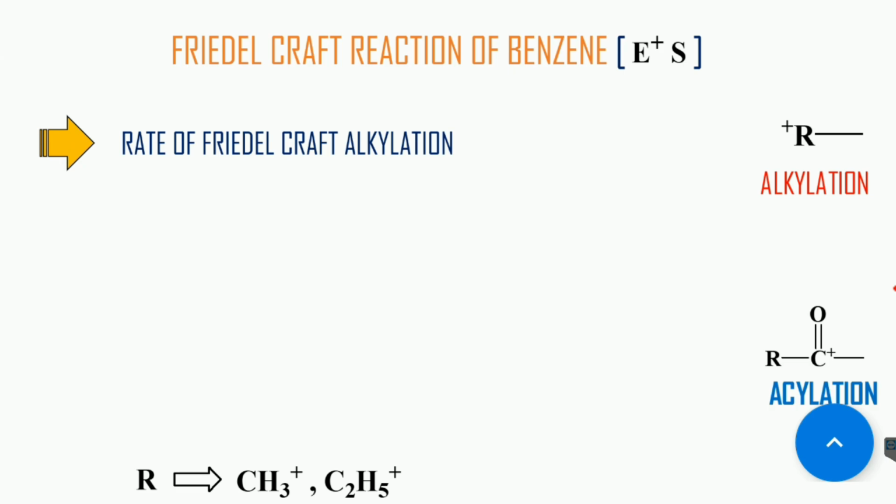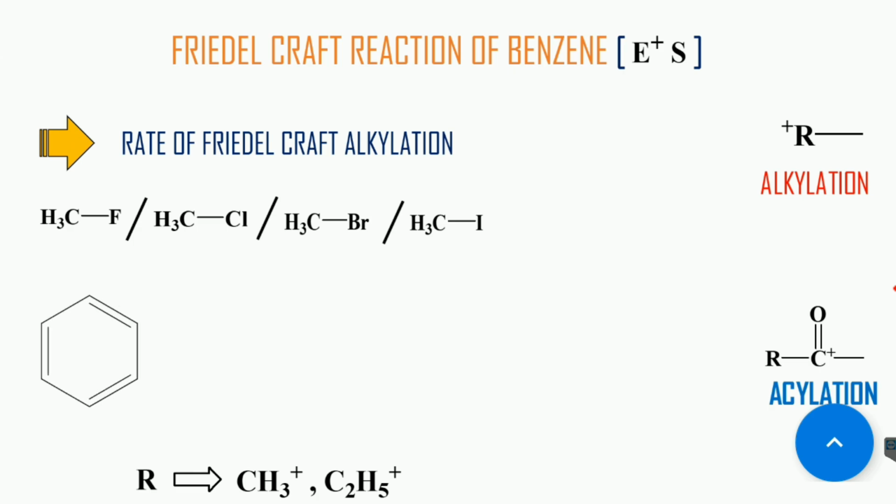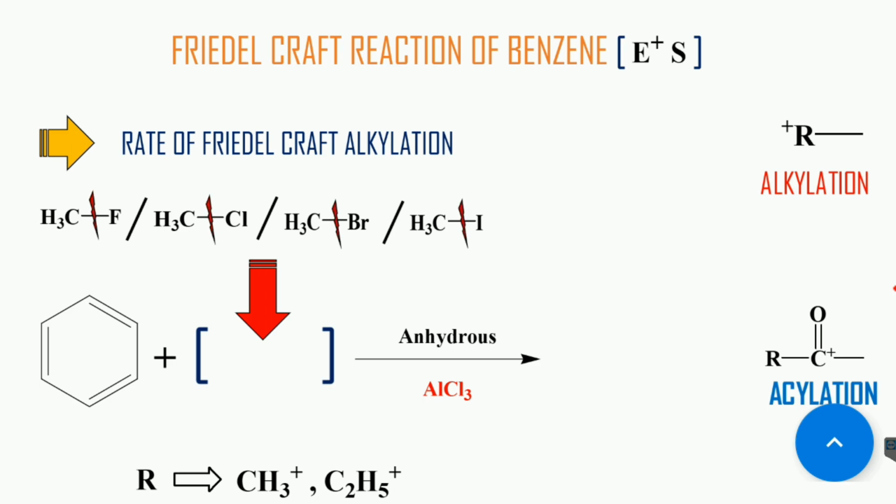Clear this much? Okay. Now suppose in a reaction you have all these things along with benzene also. Now my question is, from which one do we get the electrophile fast for electrophilic substitution reaction on benzene in the presence of anhydrous AlCl3, that is our Lewis acid. So you have to find the products. So that order will be our rate of Friedel-Crafts alkylation.